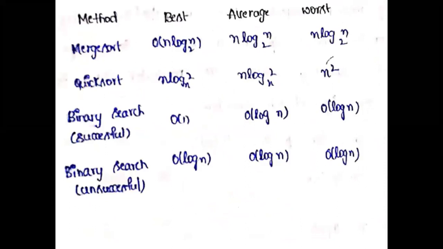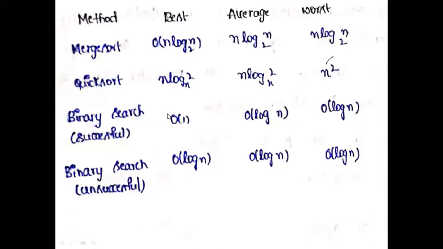Here, the time complexity in merge sort, quicksort, and binary search has three cases: best case, average case, and worst case. In merge sort, the time complexity is big O of n log n. Same in quicksort, the best case and average case is n log n, and the worst case is n square. Next, in binary search, for a successful search, the time complexity is big O of 1. It is the best case for a successful search. For unsuccessful search, and in the average and worst cases, the time complexity is log n.